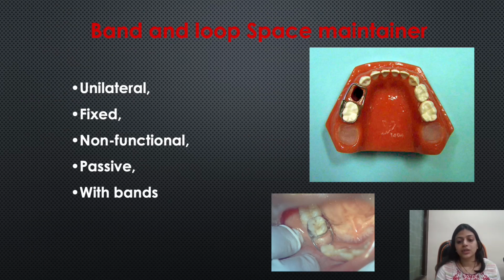So let's first see what is a band and loop space maintainer. A band and loop space maintainer is a unilateral, fixed, non-functional, passive appliance with bands. Unilateral because only one side we are using it. It is fixed type, the patient does not need to remove it. It is non-functional because we are not including a Pontic or a tooth, and it is passive, it's not applying any forces, and it is with a band.